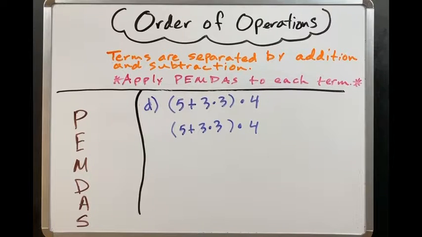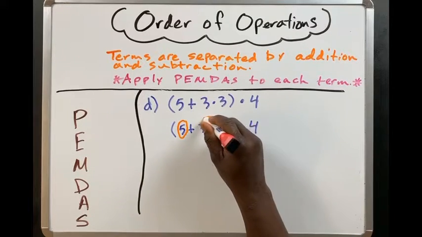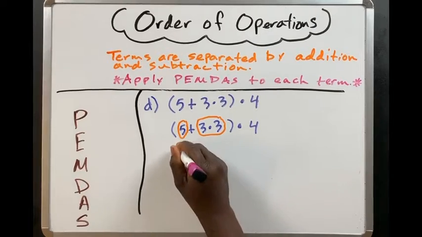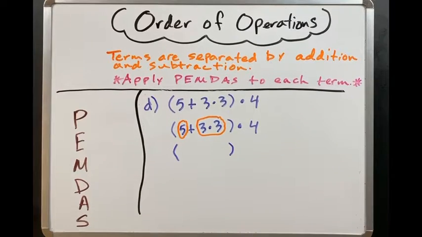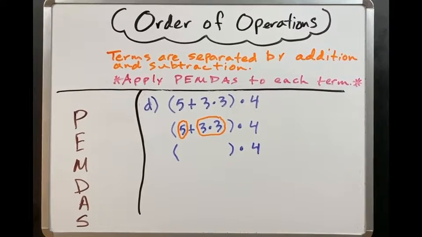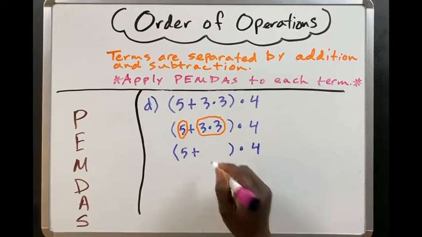So we're going to identify the terms within the parentheses. Here's plus, here's the addition. So that's a term, and that's a term. Very good. So with that in mind, we go ahead and we do what's in parentheses. All right, so bring the parentheses down. You can even go ahead and put times 4 if you want. And then we bring down the 5 plus, and 3 times 3 gives us 9.